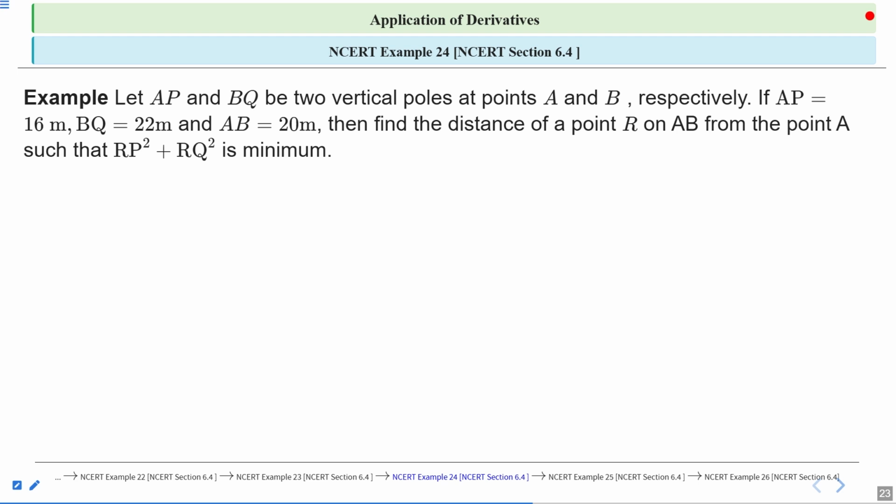We have to basically find the distance of a point R on the line AB from the point A, such that RP square plus RQ square is minimum, okay? Again, we have to basically find the minima.